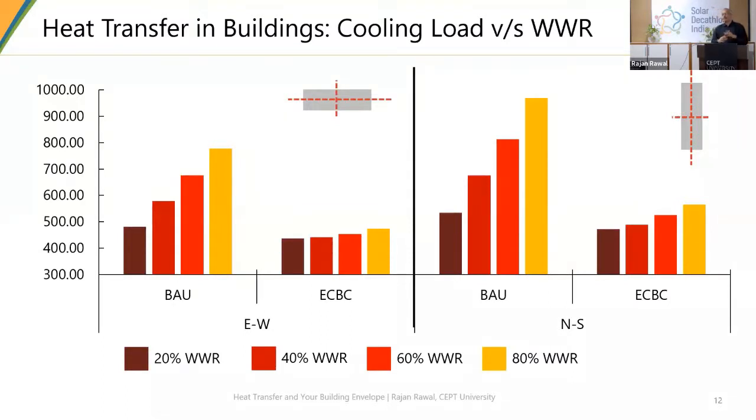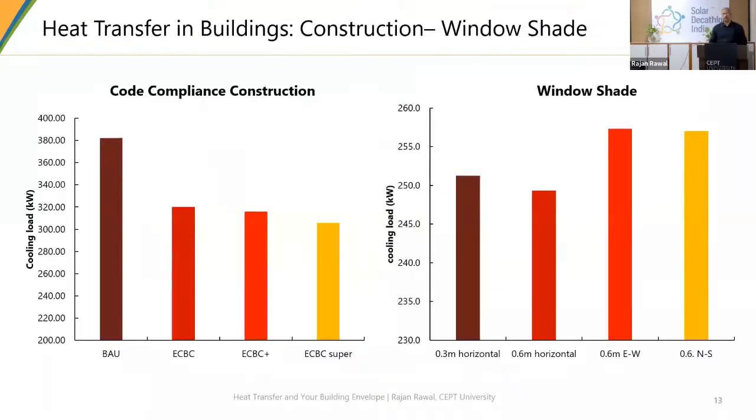As you can see, business as usual, 4 window to wall ratio, delta between two cases is very high. But the moment you become more efficient, the moment you start reducing the heat transfer, even with the 20 WWR, 40 WWR, 60 and 80, the delta between these four will start reducing. And this is where the code makes a lot of sense, where you start looking at high performance fenestration, design and construction both.